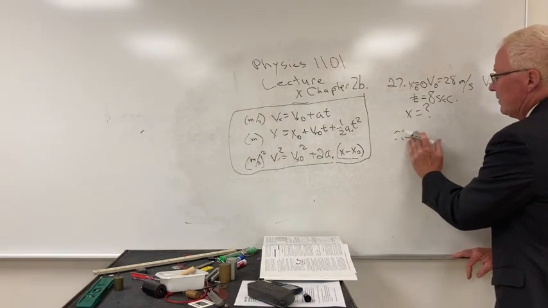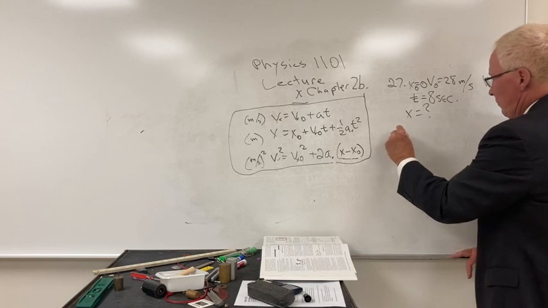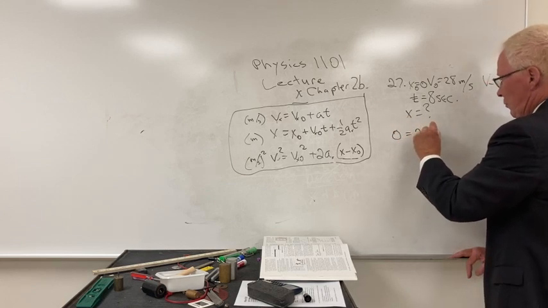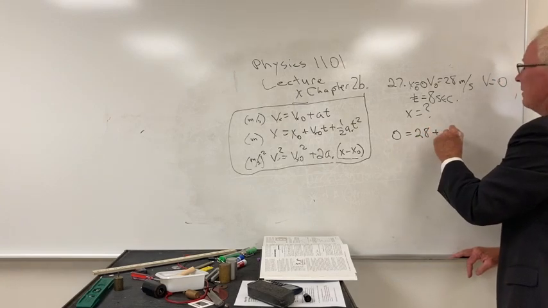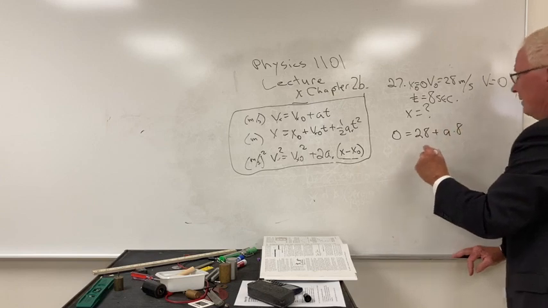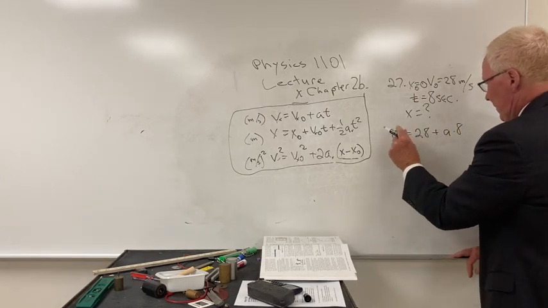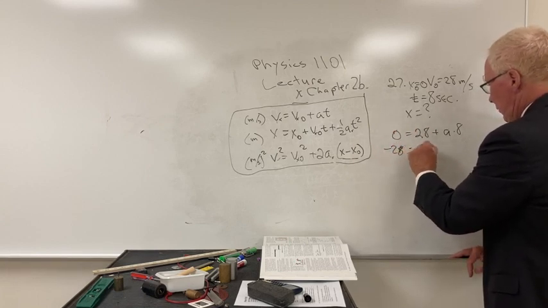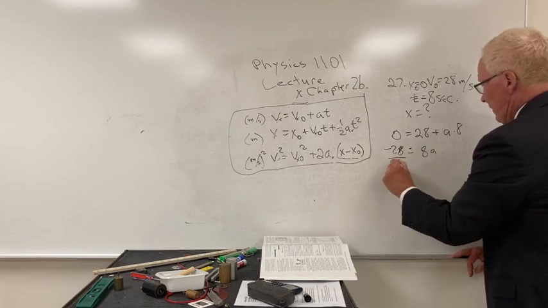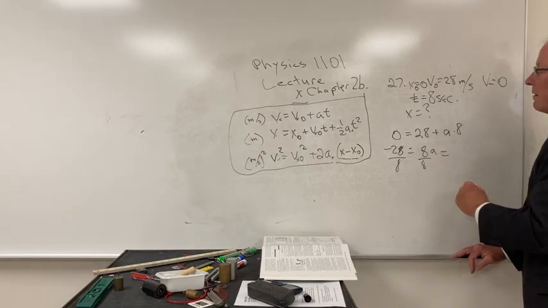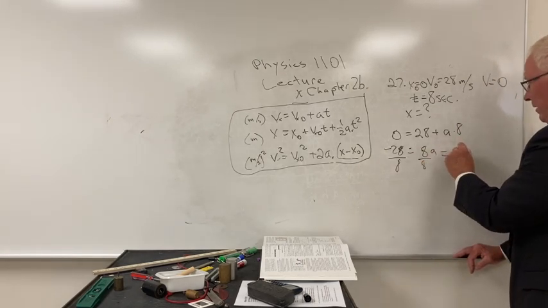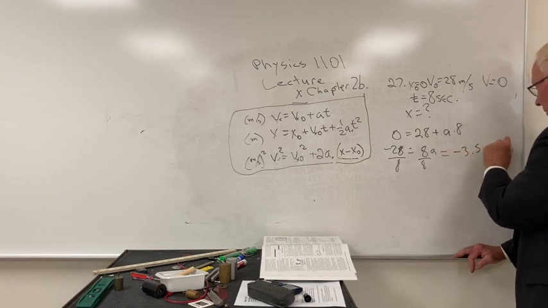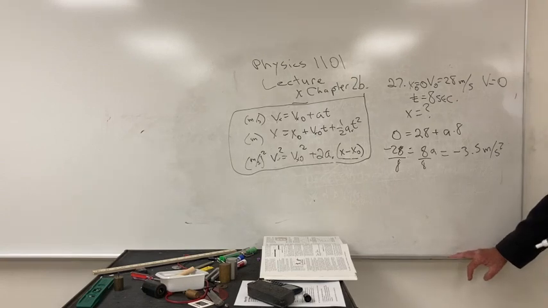So here V is 0, equals V naught, which is 28, plus A times 8. So if we move this over, this becomes minus 28 equals 8A. Divide both sides by 8, and we end up with minus 3.5 meters per second squared as the acceleration. So then, given that, we can find what the distance traveled is.